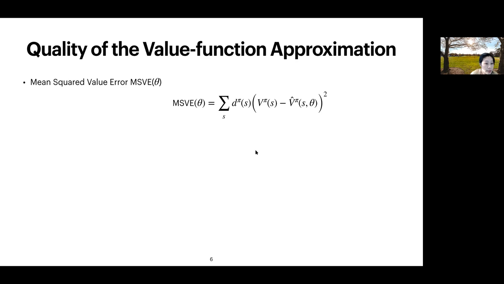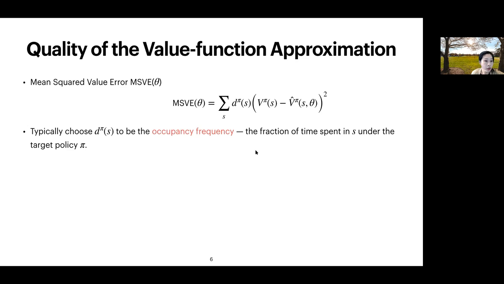So take a second to look at this equation. What is d pi of s, first of all? Let's just ignore this for a second and just look at v pi of s minus v hat of s, theta. Because I'm squaring it and summing over all s, it is natural to think of this as a mean squared value error. But why do I have d pi of s here?